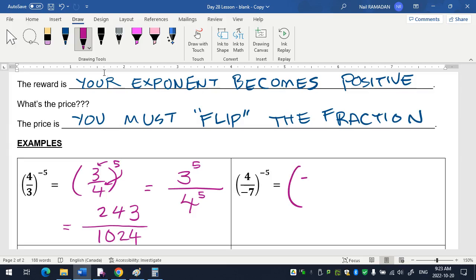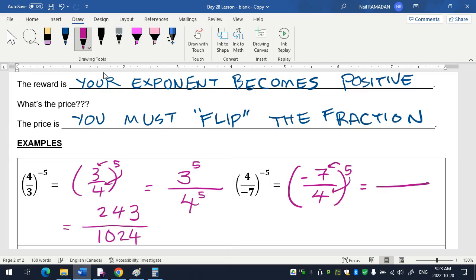Doesn't matter where you replace the minus, by the way. No, but let's keep it where it was. It was with the 7. Let's keep it with the 7. So minus 7 over 4 to the power of what now? Come on, 5. Okay.